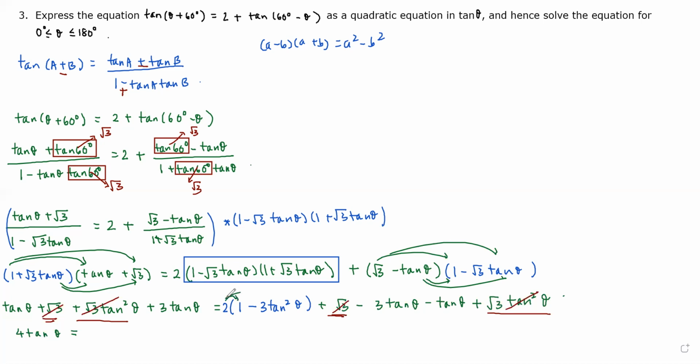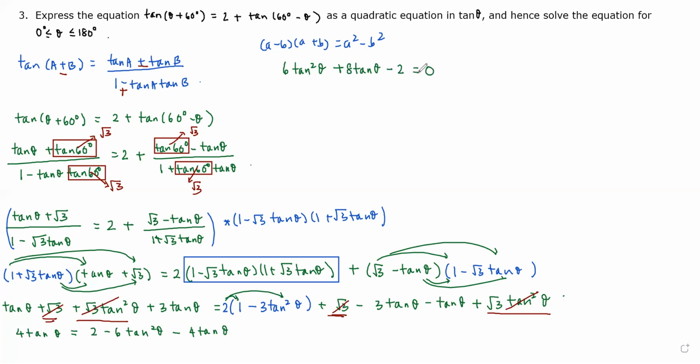On the right, we need to distribute this as well. We have 2 minus 6 tangent square theta minus 3 tangent theta minus tangent theta. That is negative 4 tangent theta. Write this as a quadratic equation, so we just move everything over to the left side, and we have 6 tangent square theta. 4 tangent theta plus 4 tangent theta is 8 tangent theta. And then we have minus 2 equals 0.